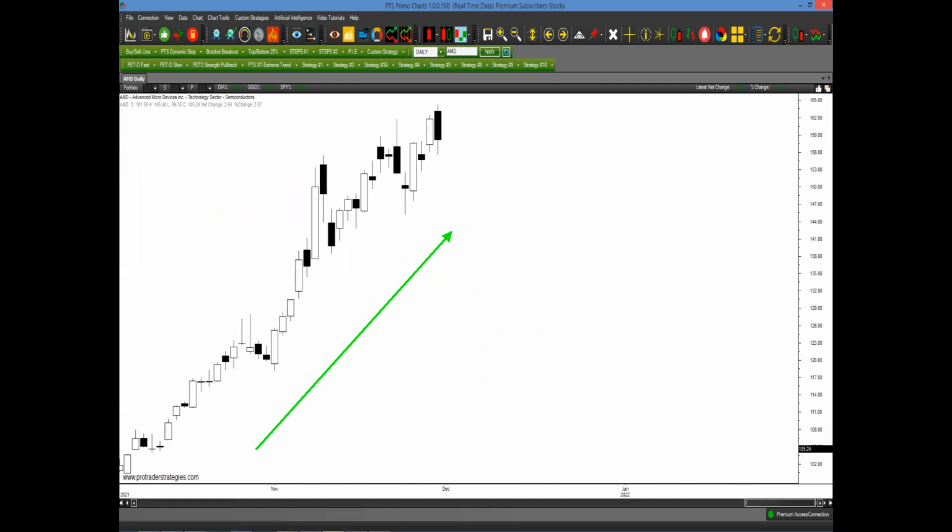Now, a lot of students say, well, what happens when the trend changes? Well, the beauty of this strategy is that it goes with the trend. For example, we see here in AMD, Advanced Micro, that it's been going up, okay? From October to December, it was going straight up.